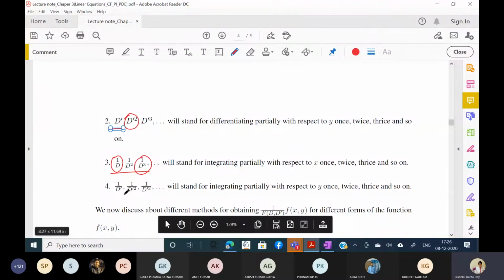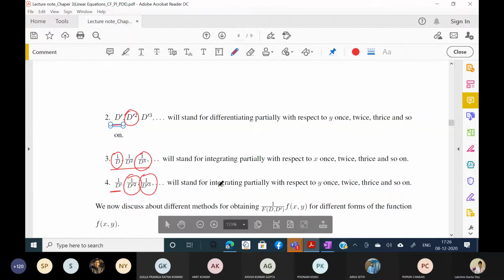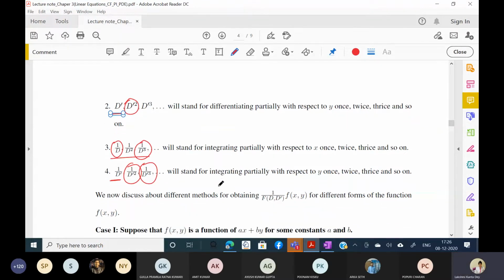Similarly, 1 by D dash means 1 time integrating partially with respect to y, keeping x as constant. Its square means twice, its cube means thrice. In this way, it goes on. So these will be necessary.